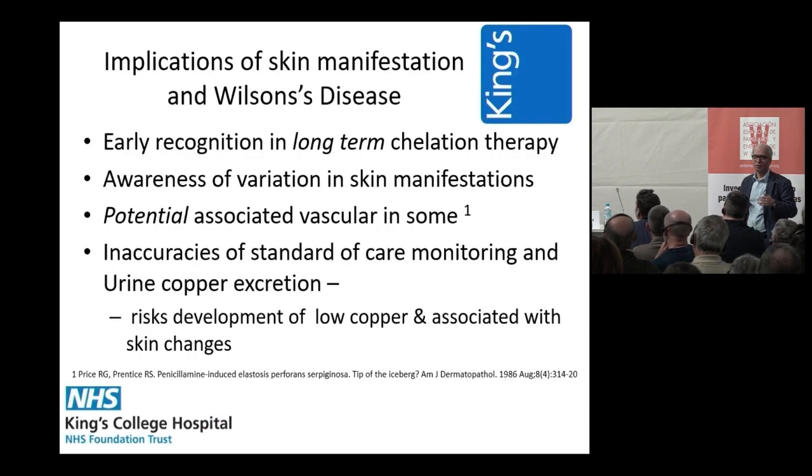So the implication of the skin in Wilson's disease is enormous. Can we correlate the skin with what's going on in Wilson's disease? It's important that we recognize early what's going on with the skin, and if we're not sure, we biopsy the skin. It's important to recognize vascular changes, i.e. maybe consider echo or MRI to look at the blood vessel changes in people on long-term penicillamine who develop vascular changes. Whether the skin lesions come because of inaccuracies of monitoring is a possibility.